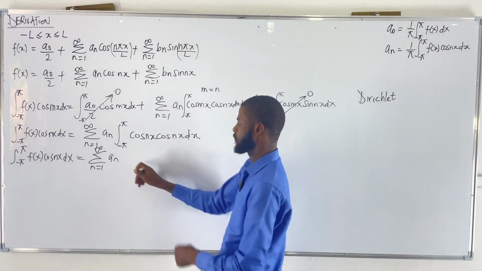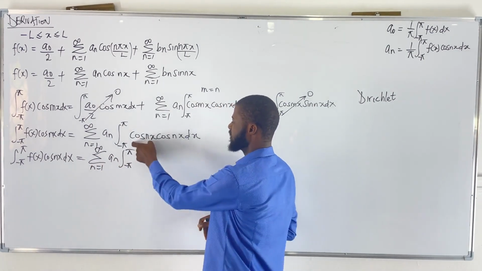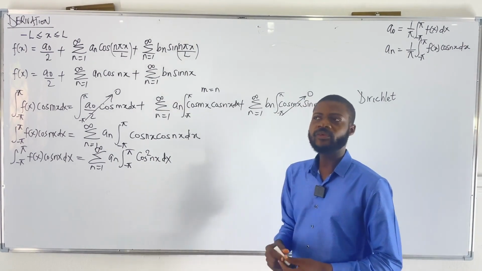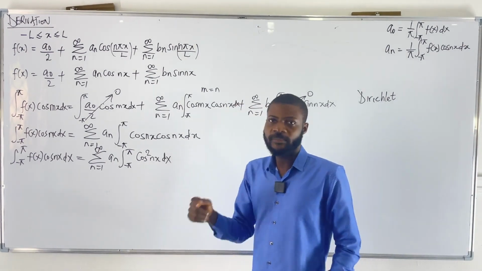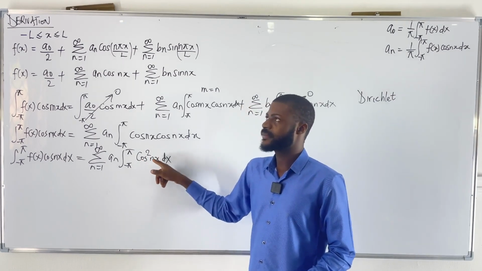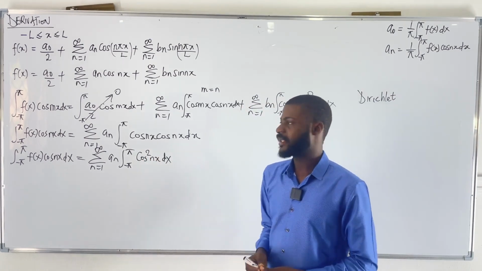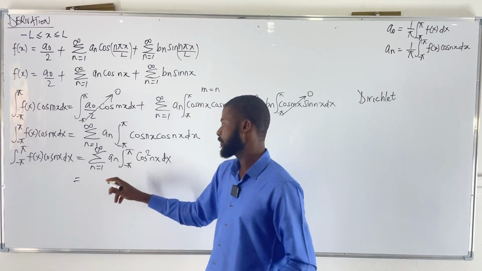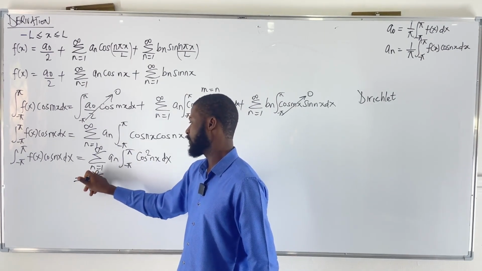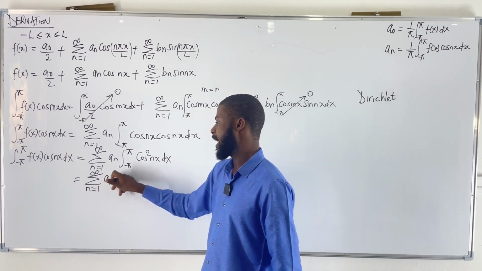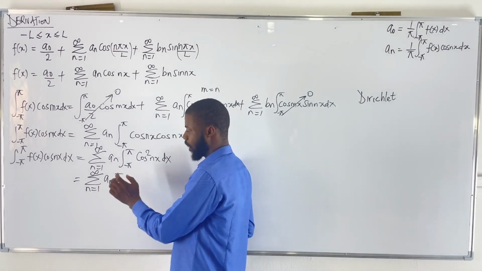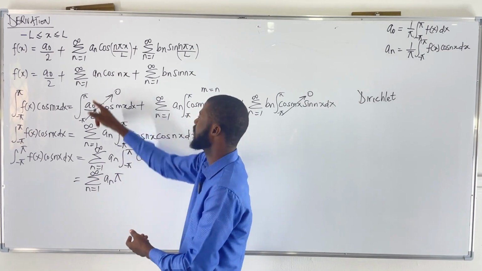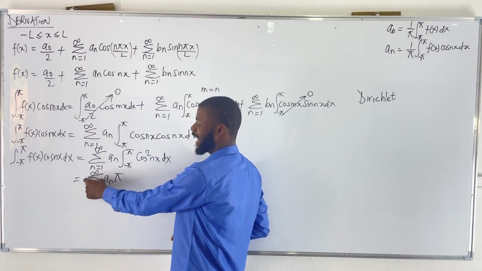Now if you look at this, minus pi to pi, this times this will then give me cos squared nx dx. Now if you remember, we've done something like this before. In the previous video, we integrated cos squared nx, and when we did that, we found out that the value of this was just pi. So this is the sum from n equal to 1 to infinity of a sub n pi. Now, this a sub n is going to be a number, and the summation is already in the expression, so there's no need for it to be here anymore.